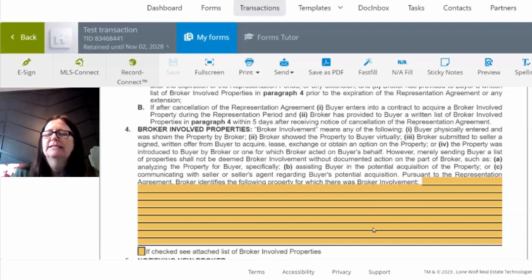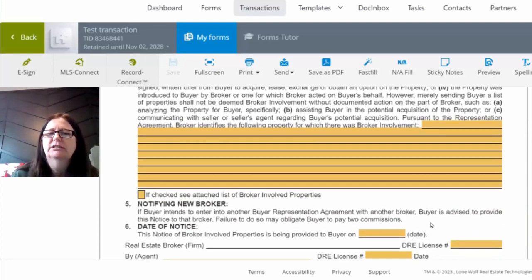And then here we would list the properties. As we're working with a client, particularly if we have that BRBC agreement, we want to be keeping track of what properties we're showing them and all the things that meet these definitions up here. It'll go onto an addendum if we don't have enough space, or we can just attach a list, like if we're keeping track of it in a spreadsheet, for example.